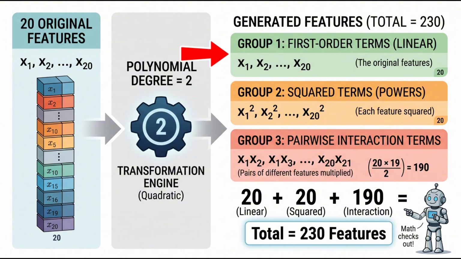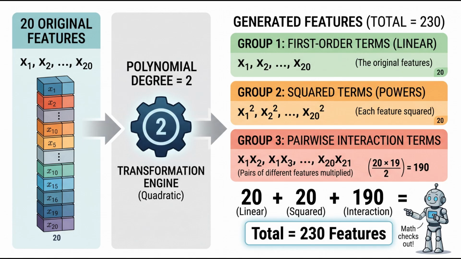First, we keep all of the original features. That's 20 first-order terms. Then we generate all squared terms. That's another 20 features. We must also include every pairwise interaction between the features. The number of these interaction terms is 190. So the total number of generated features becomes 20 plus 20 plus 190 equals 230. And this is only for a second-degree polynomial.